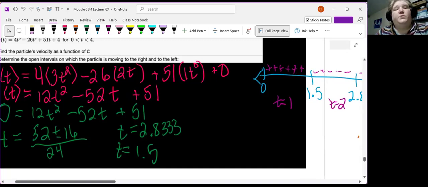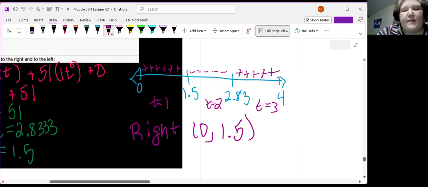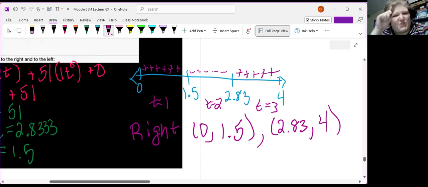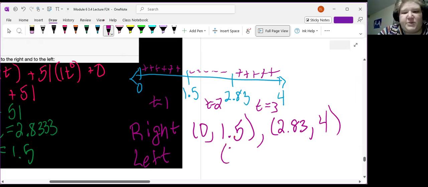So the open intervals on which the particle is moving to the right, which we assume is the positive direction, and to the left, which we assume is the negative direction. So we are going right from 0 to 1.5. And then WebWork has you just put a comma, and then our other part of the answer is 2.83 to 4. Mathematically, when we write two intervals, we usually stick them together with a union symbol. But whoever programmed WebWork didn't want to deal with unions. Then our particle is going to the left on the in-between, the 1.5 to 2.83.